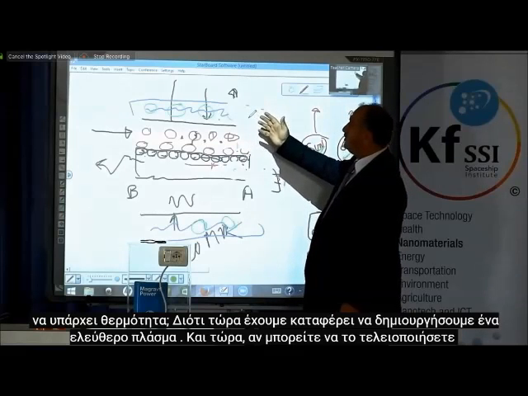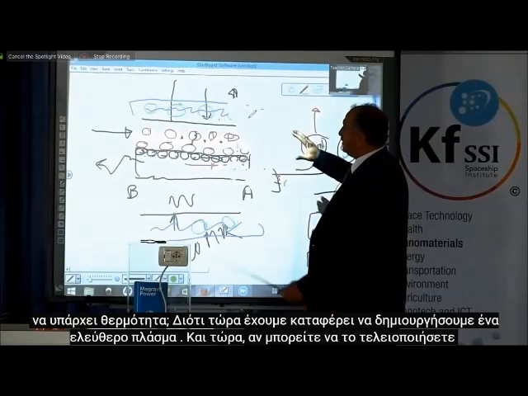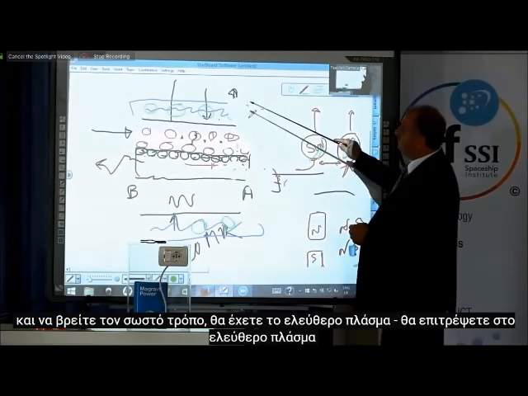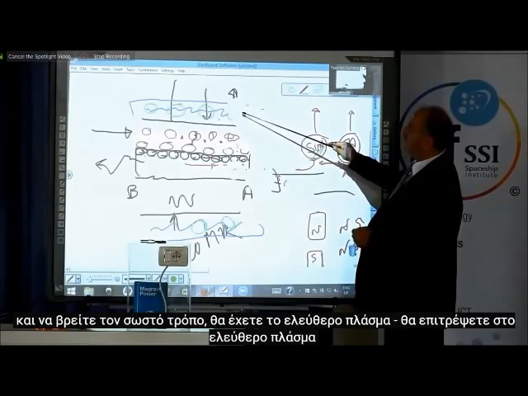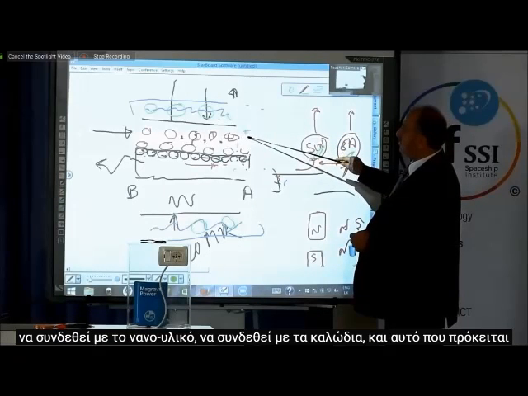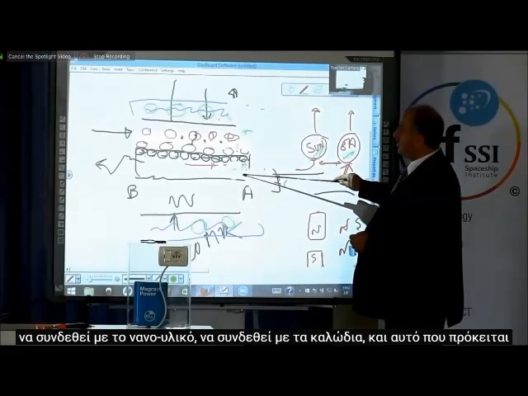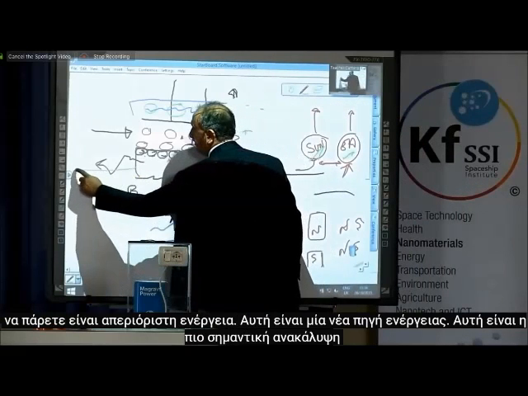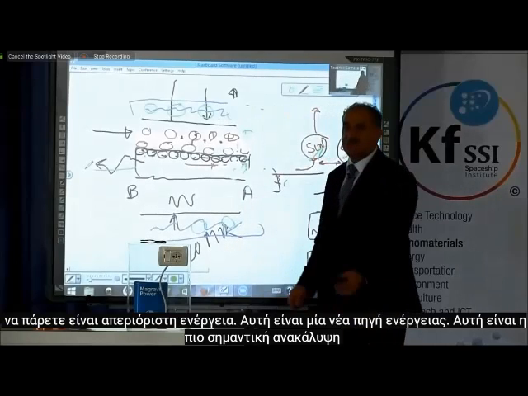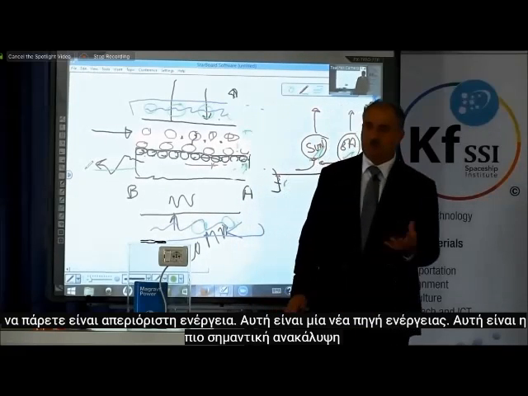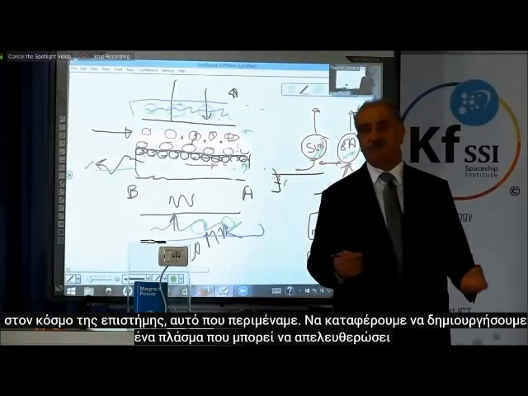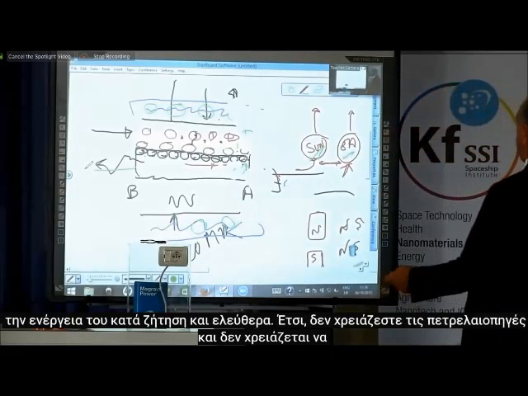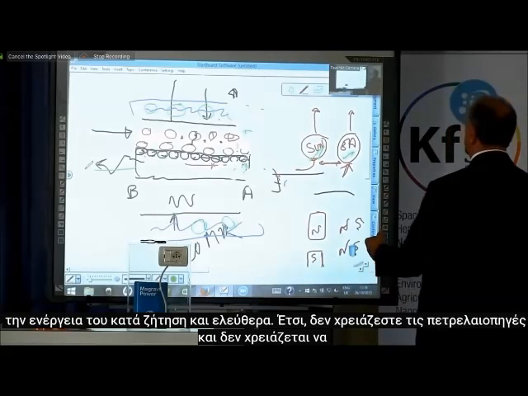And now, if you can master it and find the right way, and you have the free plasma, allow the free plasma to be connected to the nanomaterial, to be connected to the wires, what you're going to get is indefinite energy. This is the new energy source. This is the breakthrough in the world of science that you've been waiting for: to create a plasma which can release its energy on demand and freely.